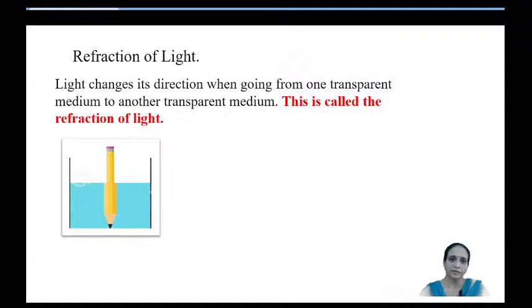Refraction of light. We'll first define refraction of light. Light changes its direction when going from one transparent medium to another medium. This is called refraction of light.